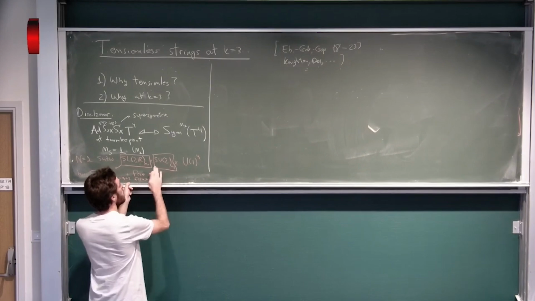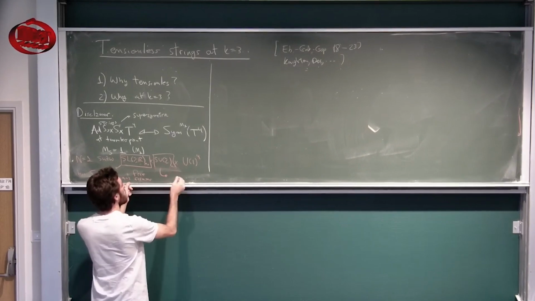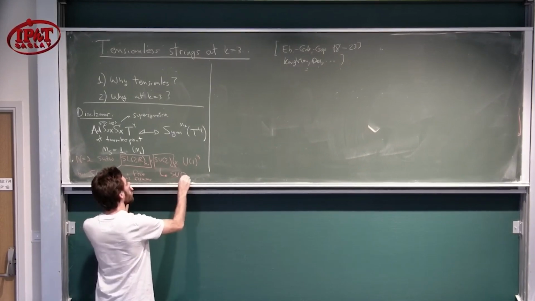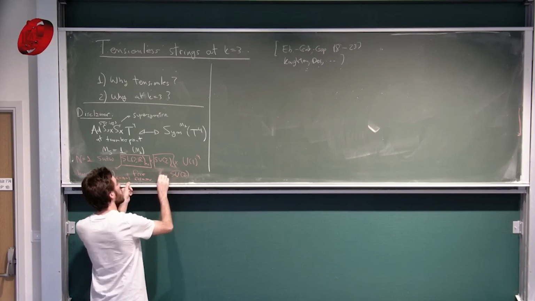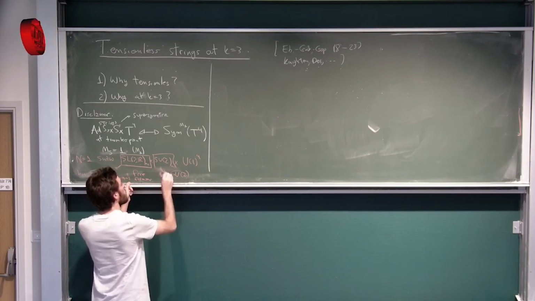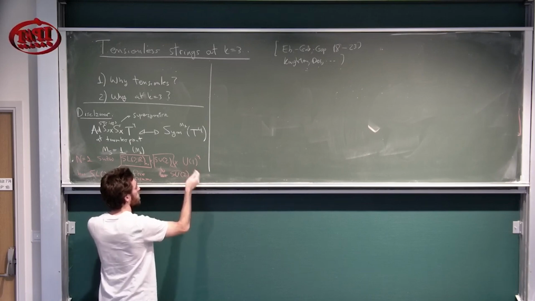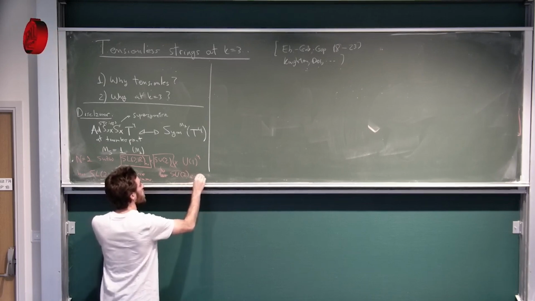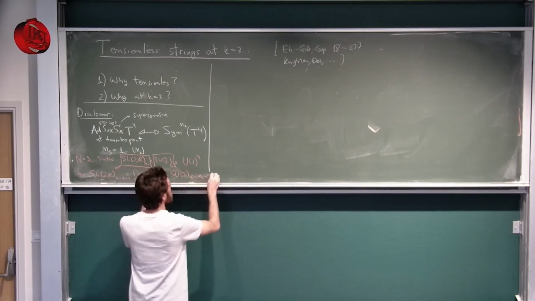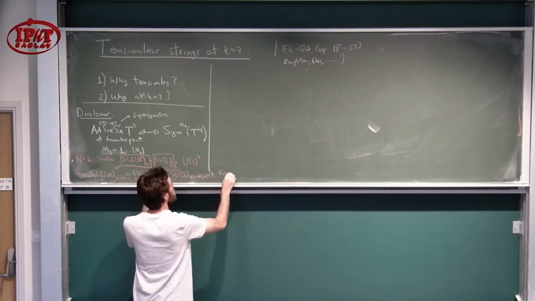And similarly, this one you can decompose as a bosonic SU2 at level k prime, let's say, equals N5 minus 2 plus 3 fermions.